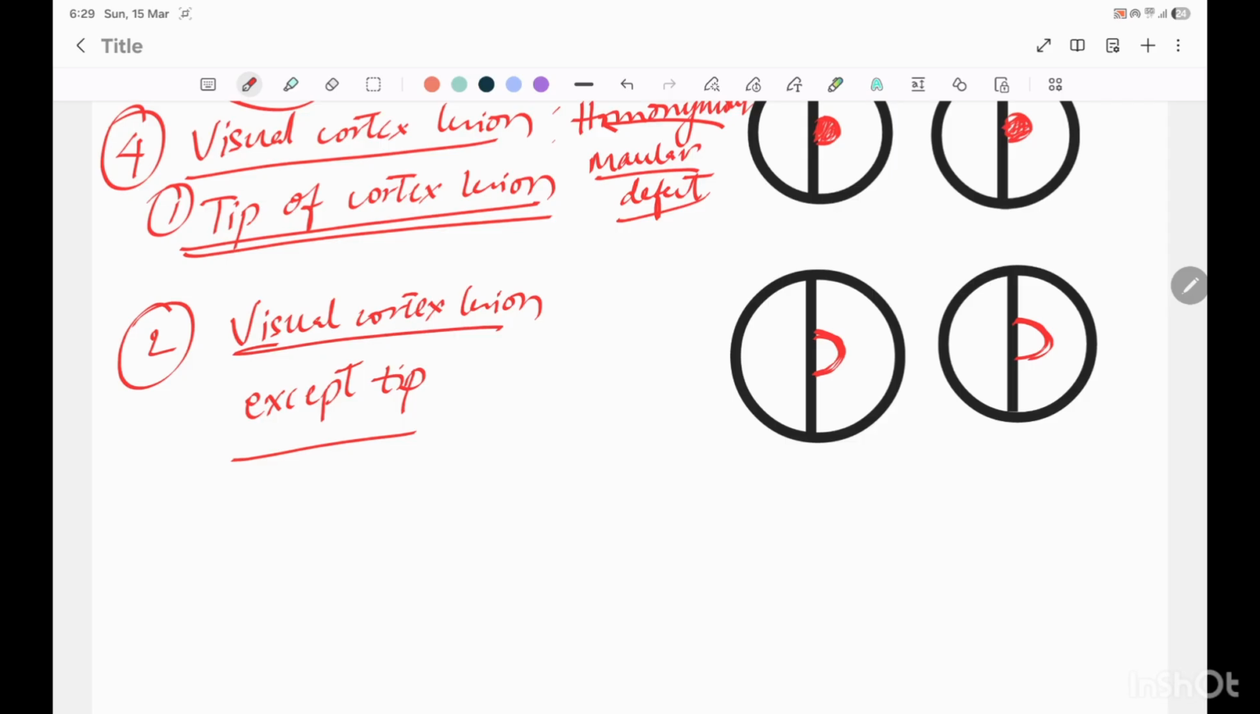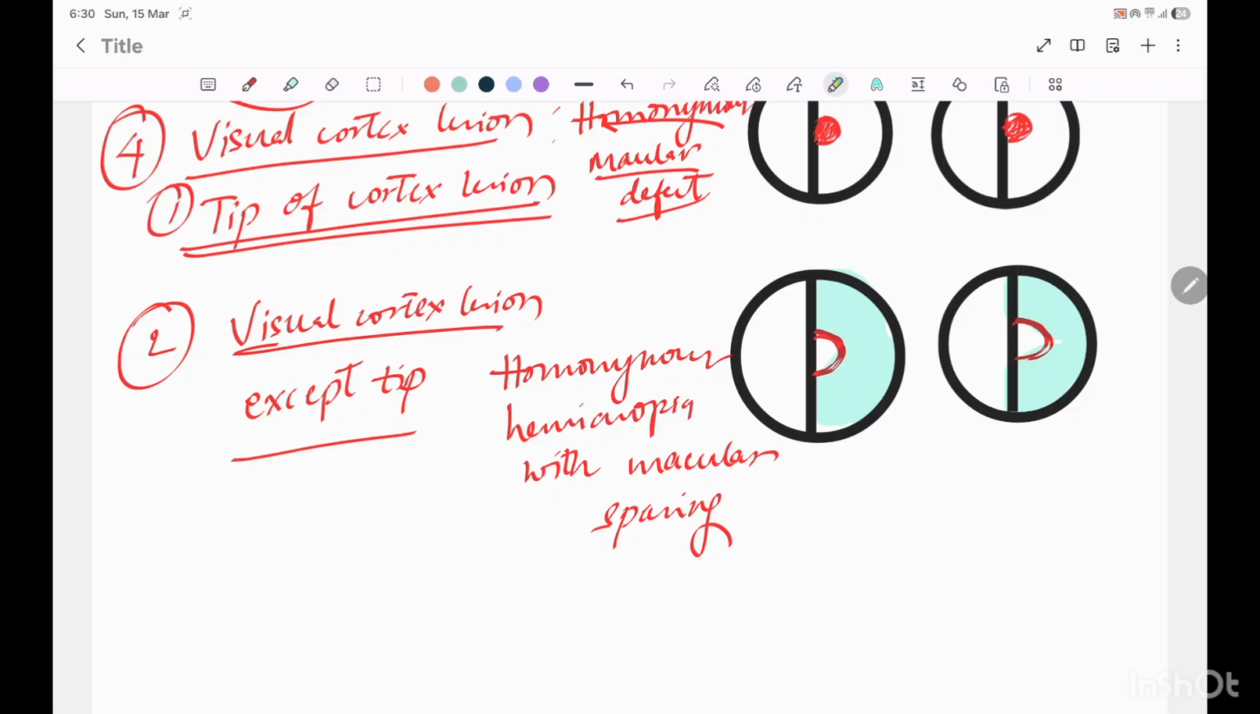Are you getting my point? Because the tip is safe, only the rest is involved, the remaining part is all involved. So this is homonymous hemianopia with macular sparing. We call this homonymous hemianopia with macular sparing. Okay, pretty clear. I think the concepts are very clear for you.